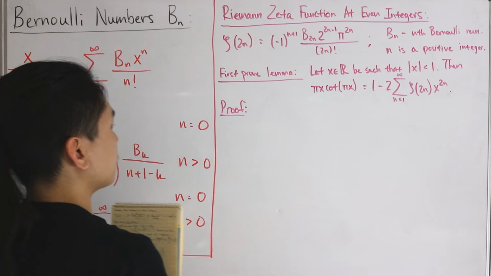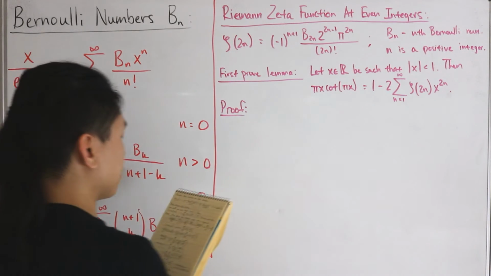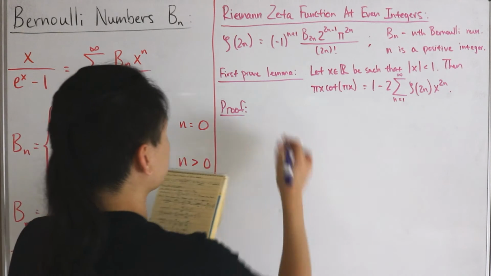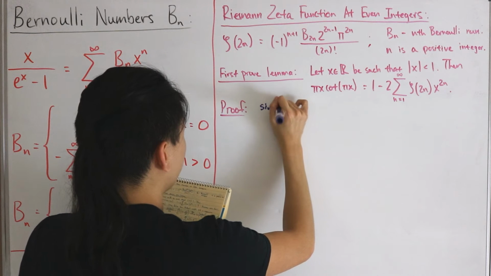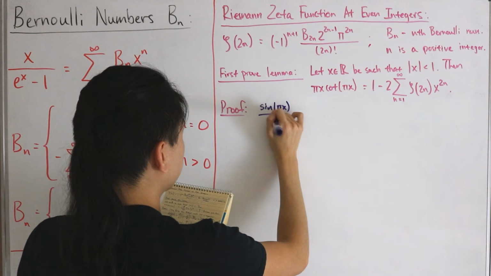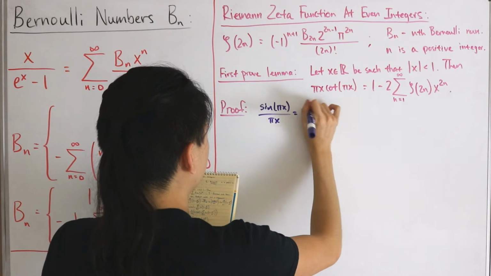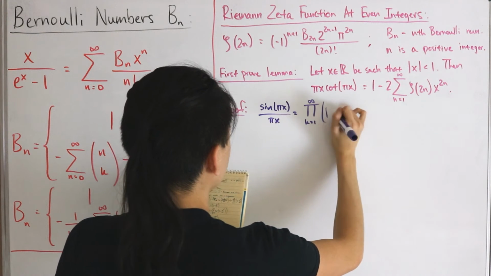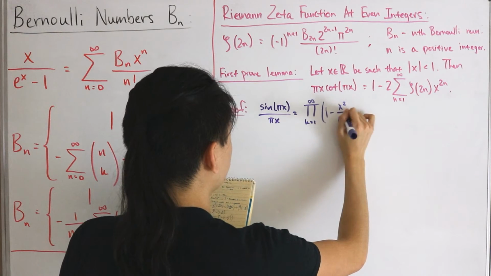So to start off this proof, we'll actually be using Euler's infinite sine product and then using the input argument for x times pi. So that means I'll have sine of pi times x and then divided by pi times x is going to equal to the infinite product. So from k is equal to 1 to infinity of 1 subtract x squared divided by k squared.